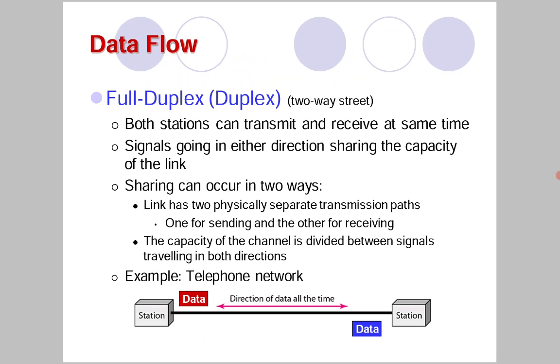Sharing can occur in two ways. The link has two physically separated transmission paths, one for sending and the other for receiving. Or the capacity of the channel is divided between signals traveling in both directions. An example of full duplex data communication is the telephone network.